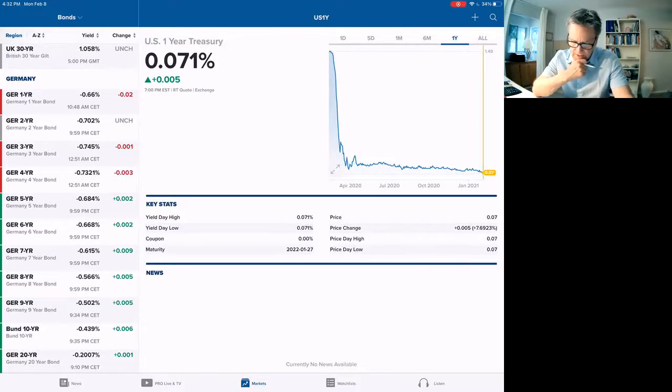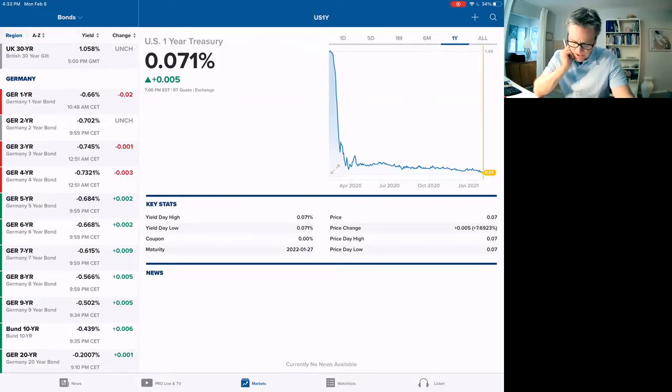The 4 year, it's almost negative 0.75%. The 3 year too, about 0.75%. So interest rates can go negative, but they can't go really too far negative. I think this is about the most I've seen, is negative 0.75%.